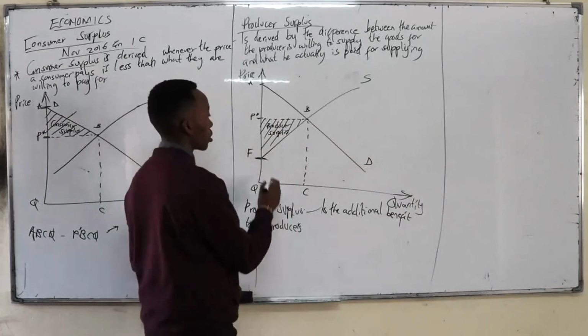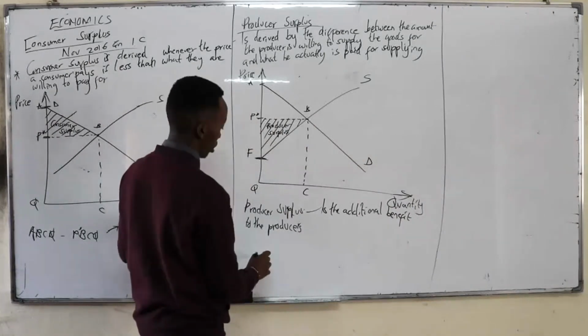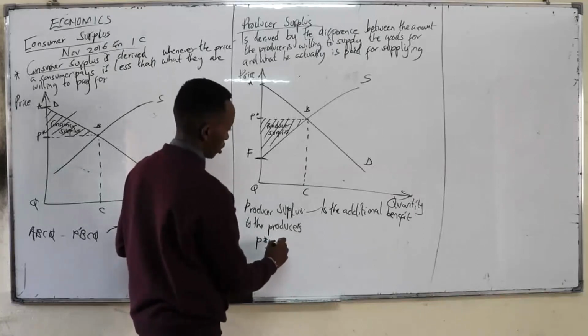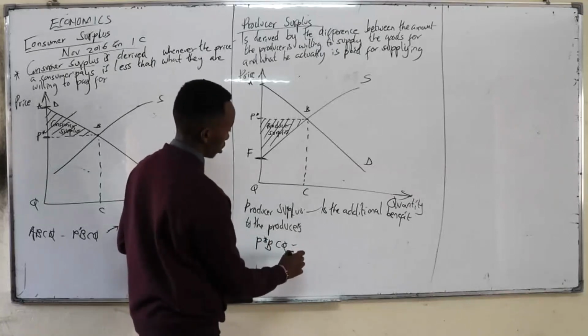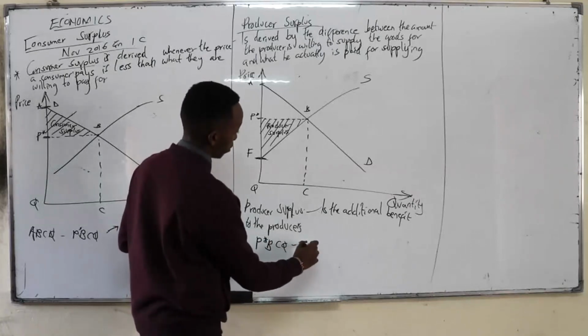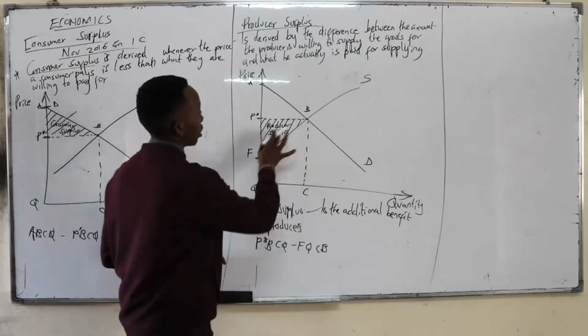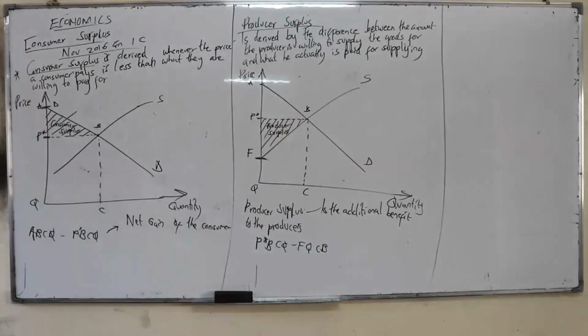To the producers. So for this one, it is the difference between area P star B C Q minus F Q C B, that area. So this is that area that you're saying. So that is the concept of producer surplus.